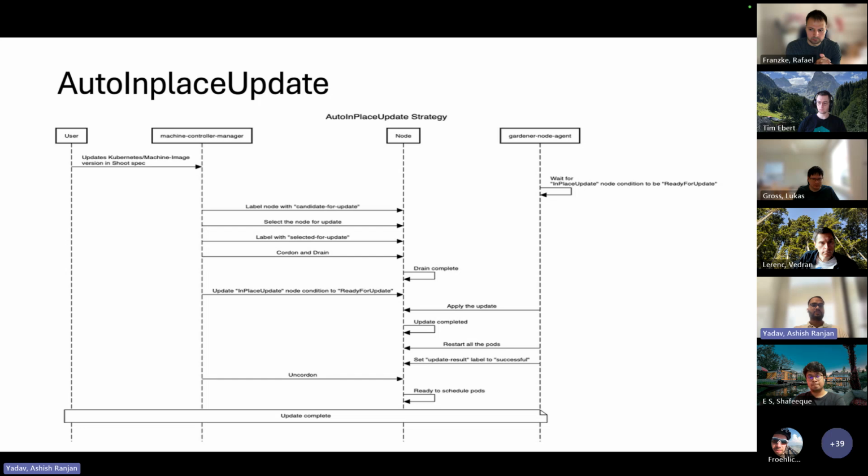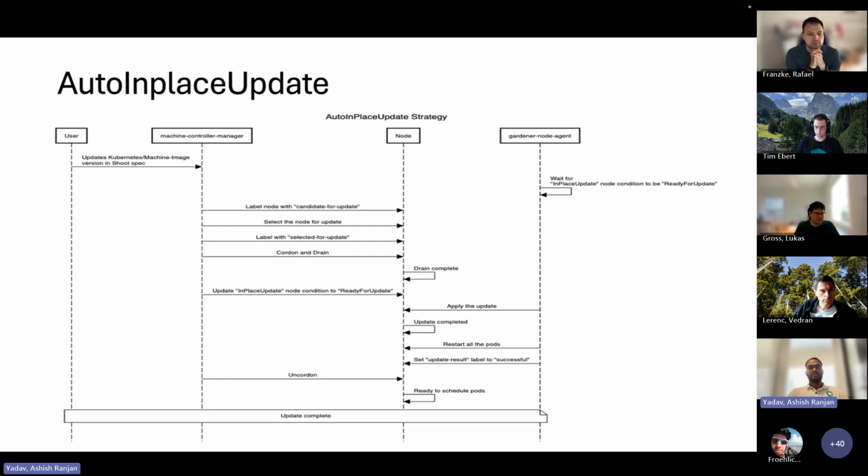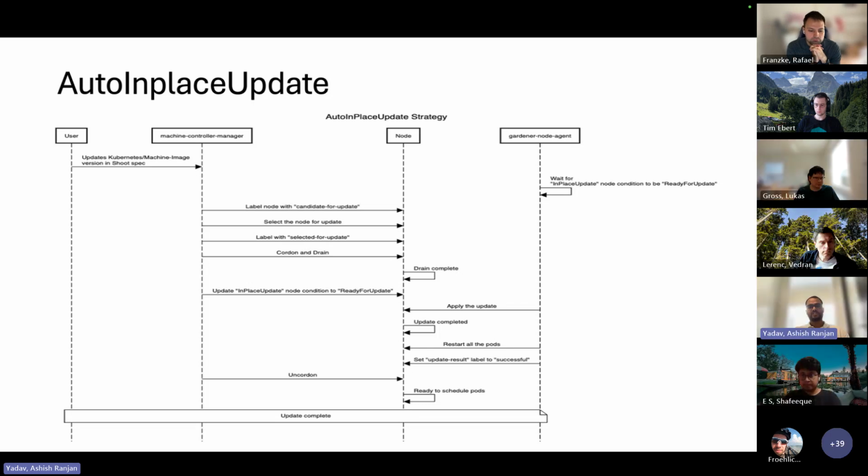So what happens in the auto in-place update? How is it different? Basically, in any update process, at the top level there are 4 actors involved. One is the user, who initiates the update process. One is the machine controller manager, which orchestrates the update process. One is the node on which the actual update is happening, and one is the Gardener node agent, which carries out the actual update, which actually updates the node.